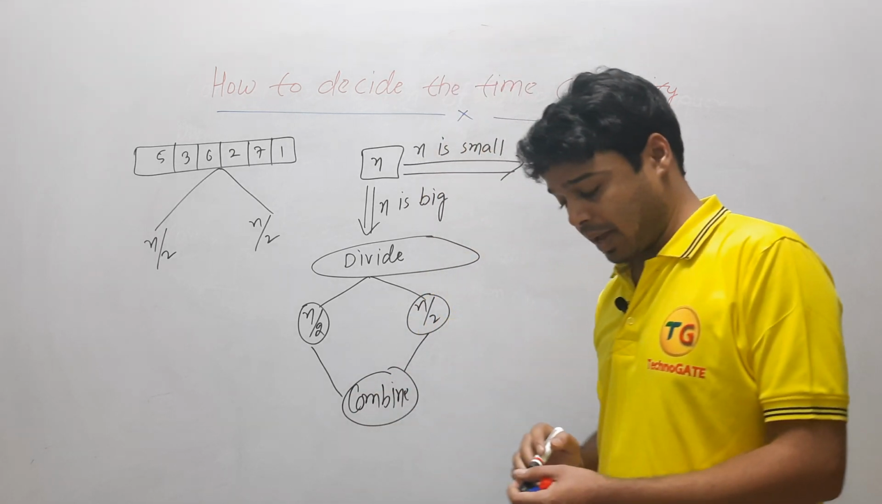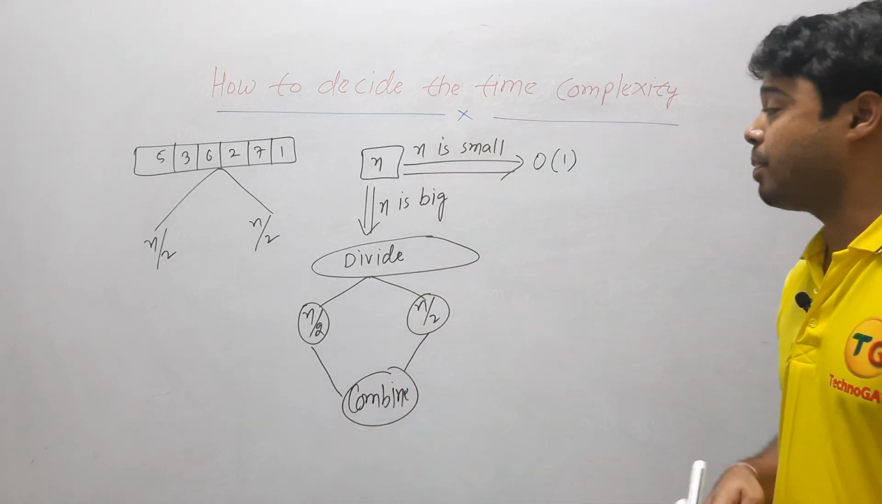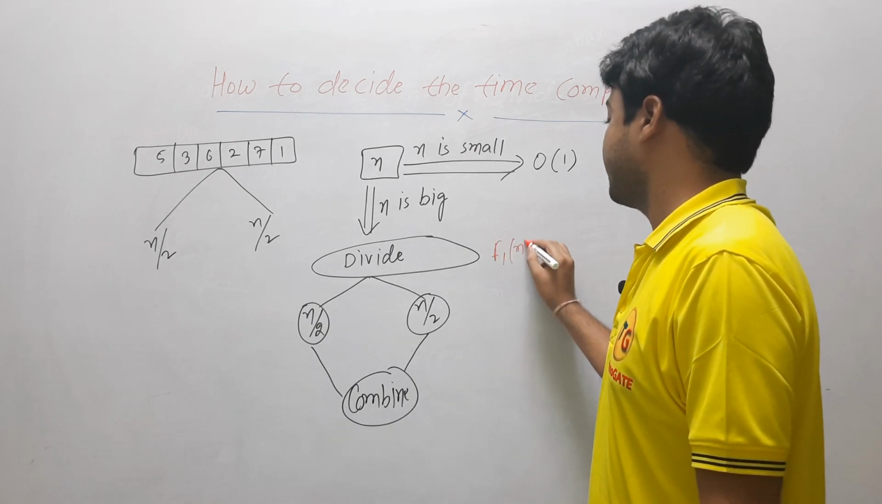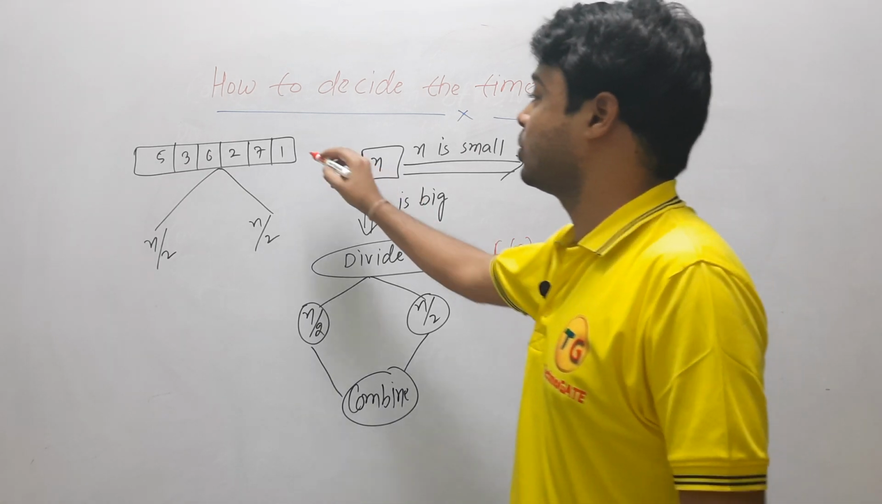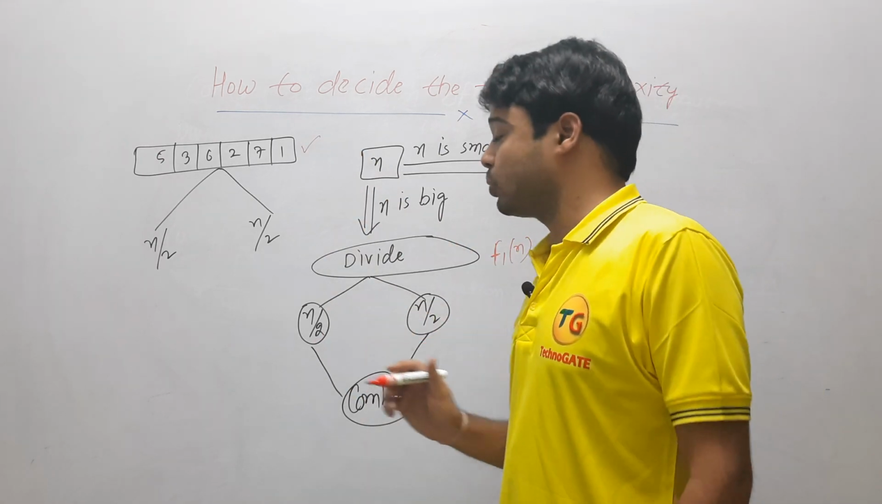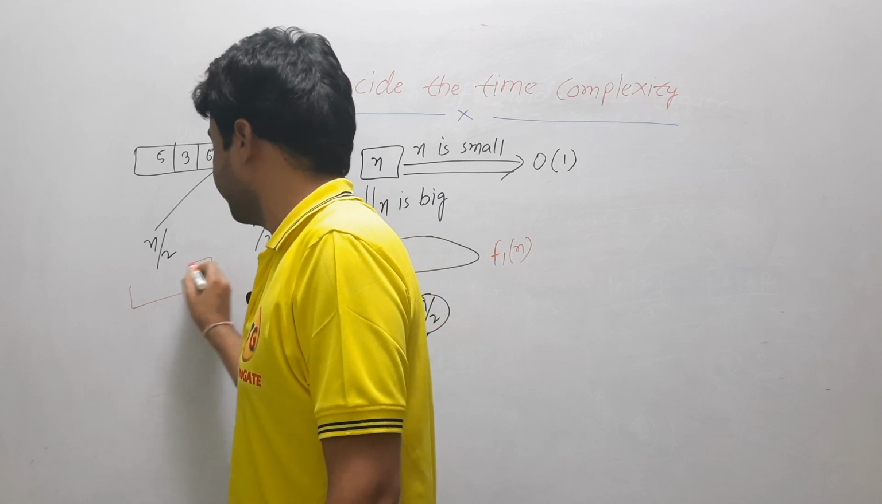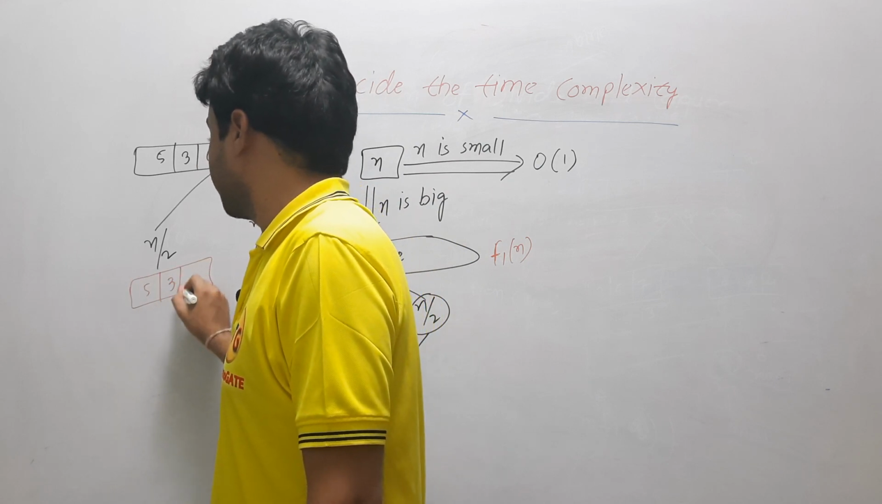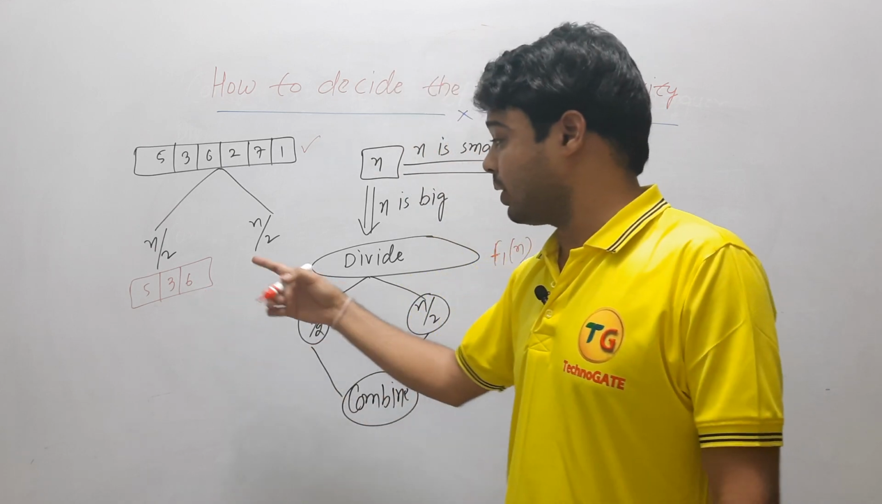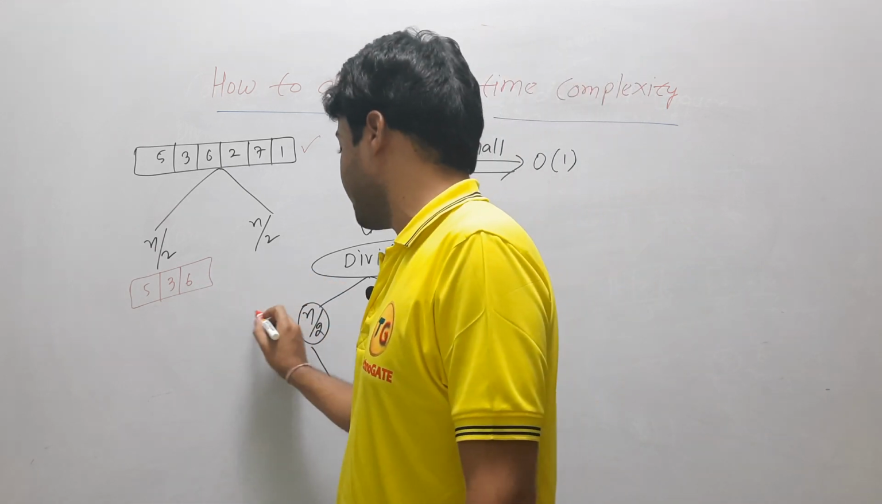Before division, the function is f1(n), an unsorted array like this. Divide into two parts: n by 2 elements, n by 2 elements. So these n by 2 elements, like 5, 3, 6, take T(n/2) time, and this one takes T(n/2) time here.